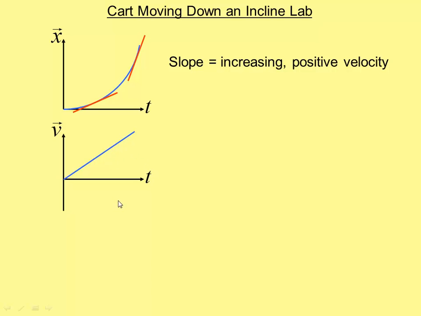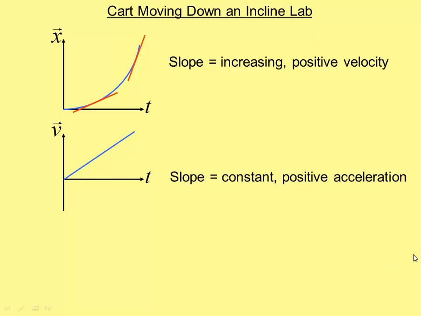Let's look at the slope of this, though. The slope of this velocity time graph is neither increasing nor decreasing. It's a linear graph, so the slope is constant. It is, however, in this case, a positive slope. And as we determined in the lab extension, post-lab, the slope of a velocity time graph is the acceleration. So, by looking at this velocity time graph, we can tell we have a constant positive acceleration.